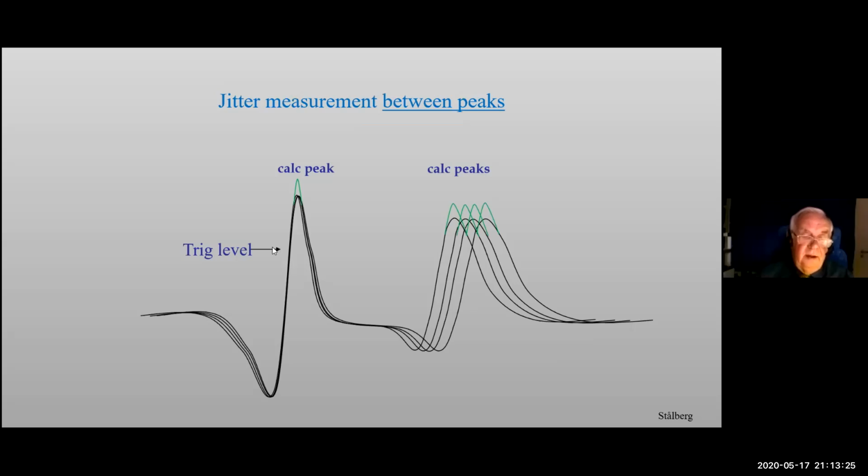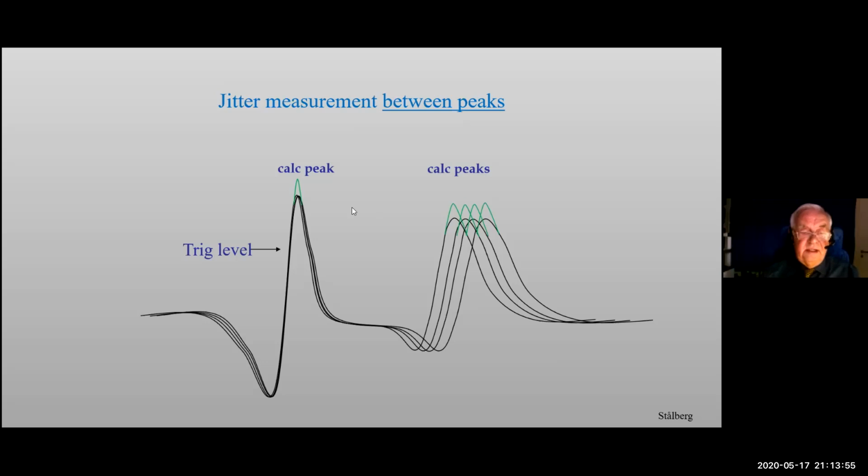Another newer method was that instead of measuring on the level amplitude, we measured from the first peak to this peak, first peak to this peak, first peak to this peak. This is called the peak analysis, and it gives exactly the same jitter value whether we measure here or measure peak.